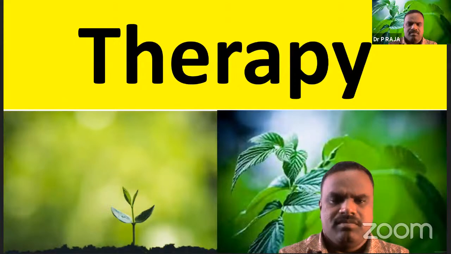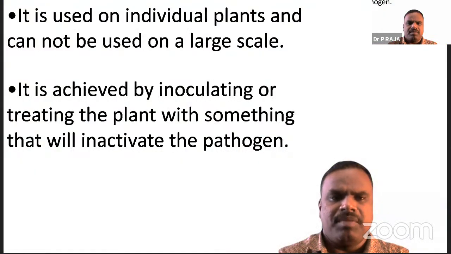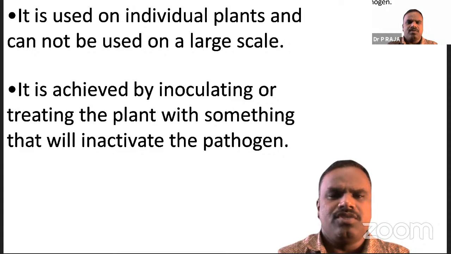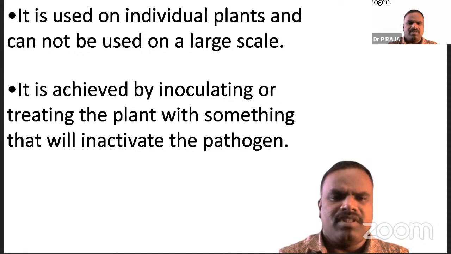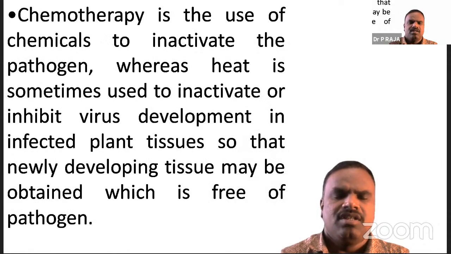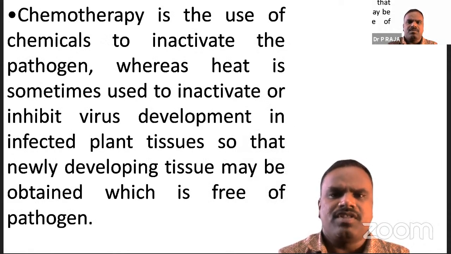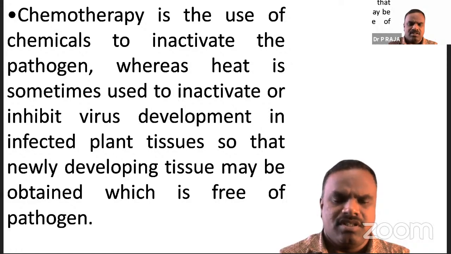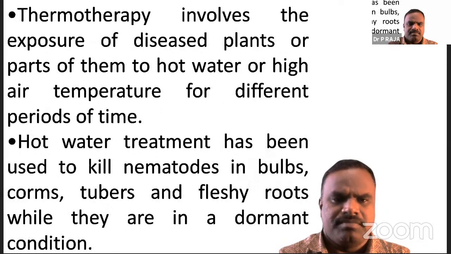And then therapy. The last one is therapy. This therapy is used on individual plants and cannot be used on a large scale. It is achieved by inoculating or treating the plant with something that will inactivate the pathogens, therapy or treatment. The first one is chemotherapy, use of a specific chemical to inactivate the pathogen in a particular infection spot or place. Okay, so that is chemotherapy. There are different kinds of chemicals, so I will teach that in other lectures.